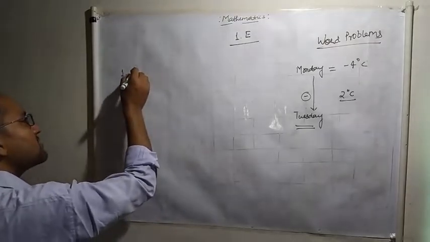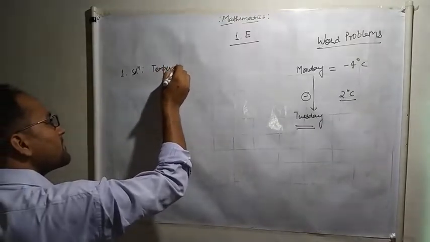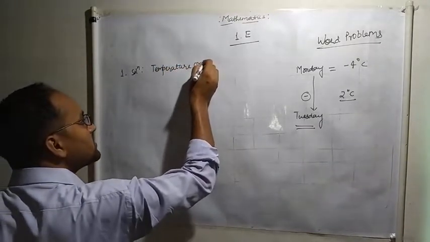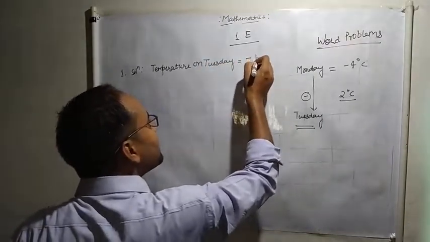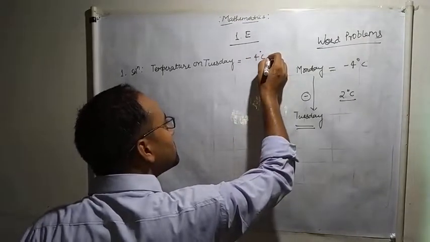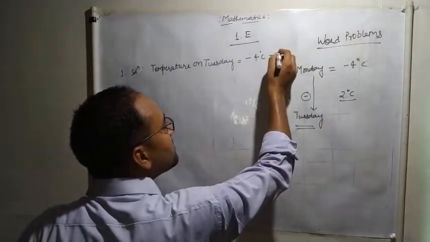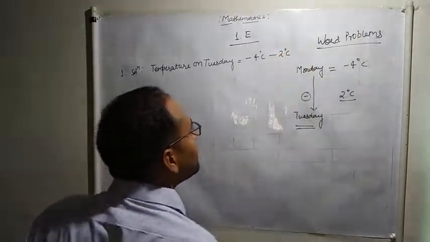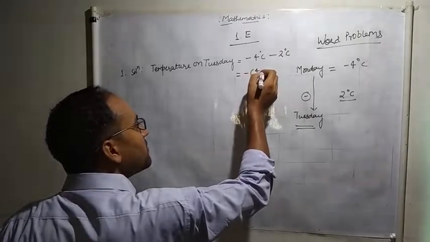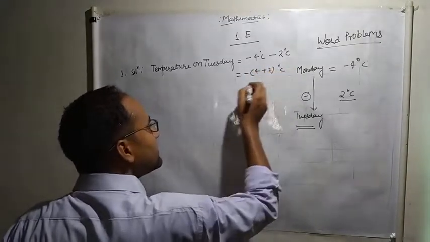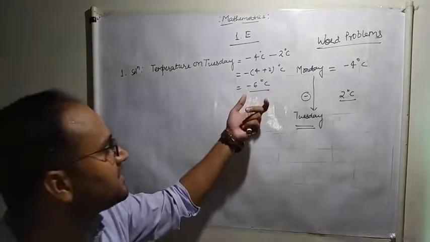So I'm going to find the solution. Temperature on Tuesday. On Monday it is -4 degree centigrade and it dropped down 2 degree, which means a minus sign. So I'm going to subtract this one, -2 degree centigrade. So if I'm subtracting, -4 minus 2 degree centigrade gives -6 degree centigrade. Your answer is -6 degree.